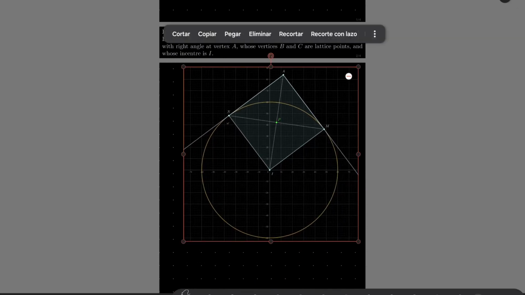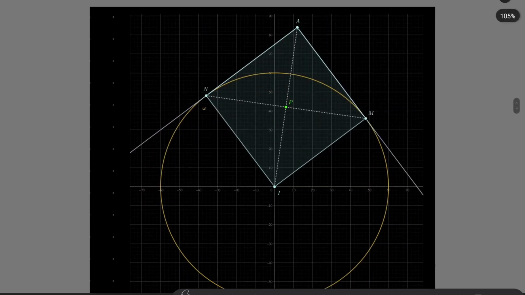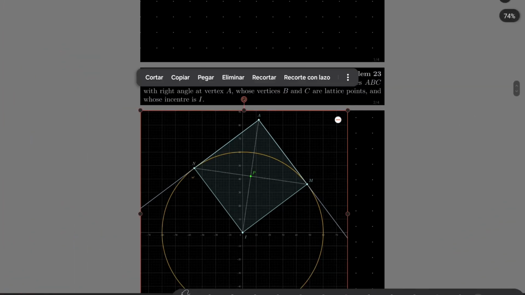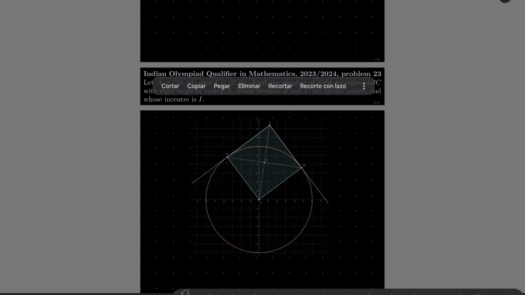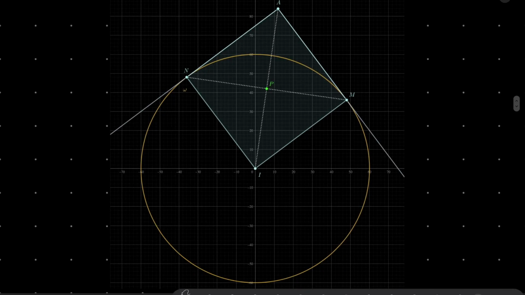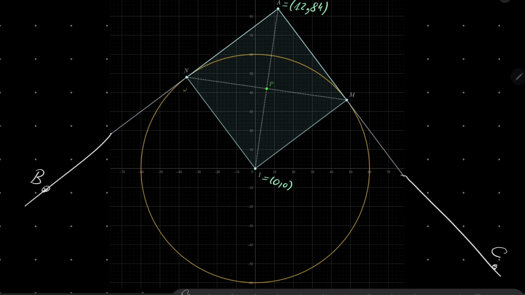Alright, so here I have made a drawing on which some points are already marked, but we'll cover all of it. So first, notice that point I is given to us. I is (0, 0), and A is given to us. It's (12, 84). So point B lies somewhere here. Point C lies somewhere along this line.